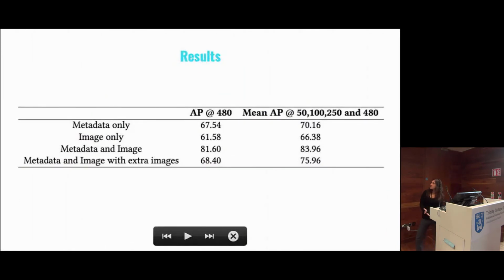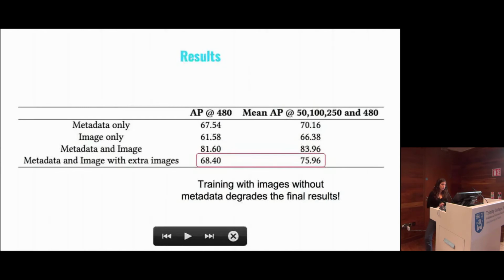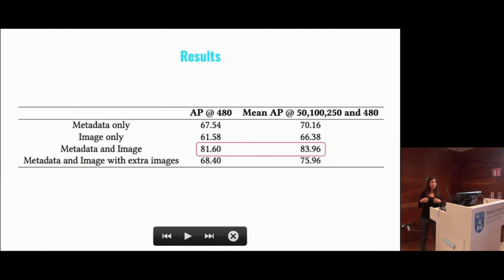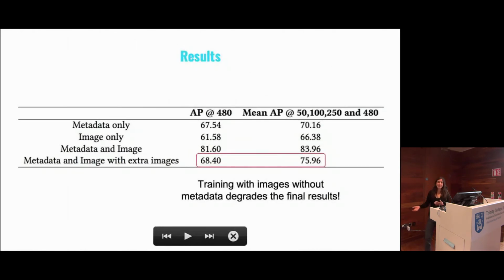So here are our results. We got better results using metadata only as compared to using image only, but we got the best results when combining the metadata information and the image information. And we were a little bit surprised by the results when using extra information. We were expecting to get a little push on it, but we actually got worse results, and we thought that it could be maybe because these images had no metadata information.